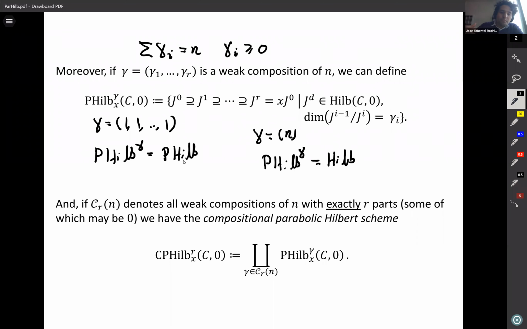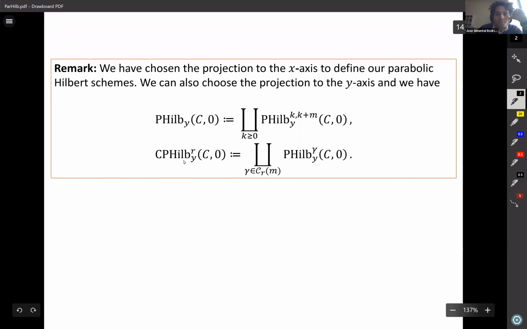Now, the Hilbert scheme itself is an invariant of the curve and 0 in the curve, but to define these parabolic Hilbert schemes, I need to choose x. So I have that the last ideal is x times the first one. I could have chosen the other projection to the y-axis, and I can also define those parabolic Hilbert schemes. I will need them eventually.